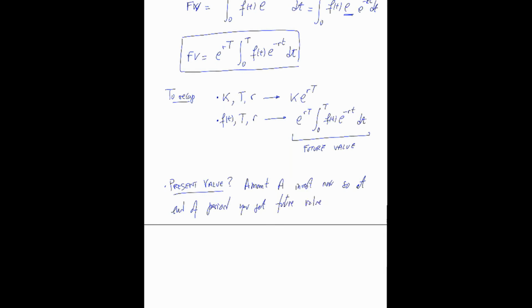In other words, if you have a stream f of t invested and you get some future value, how much money should you put in now to get exactly the same value? Meaning, how much is this worth right now, because if this amount A were invested now, you have it in your pocket. It's present money that gives you this future money. This is easy to compute.